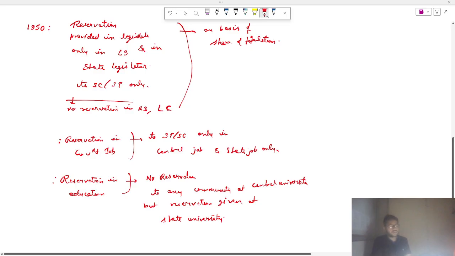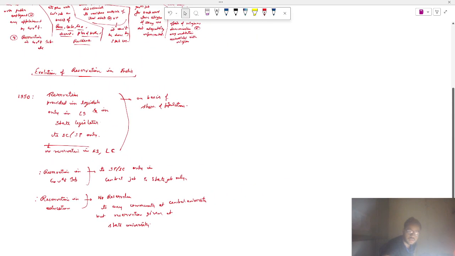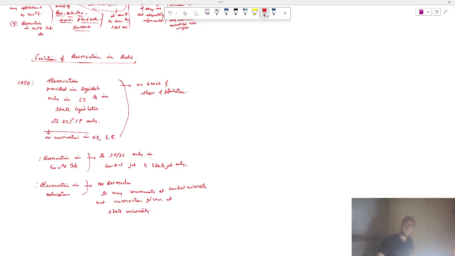Now, in the case of Champakam Dorairajan versus State of Madras, I think this has been written. So, in the case of Champakam Dorairajan versus State of Madras, what basically happened?